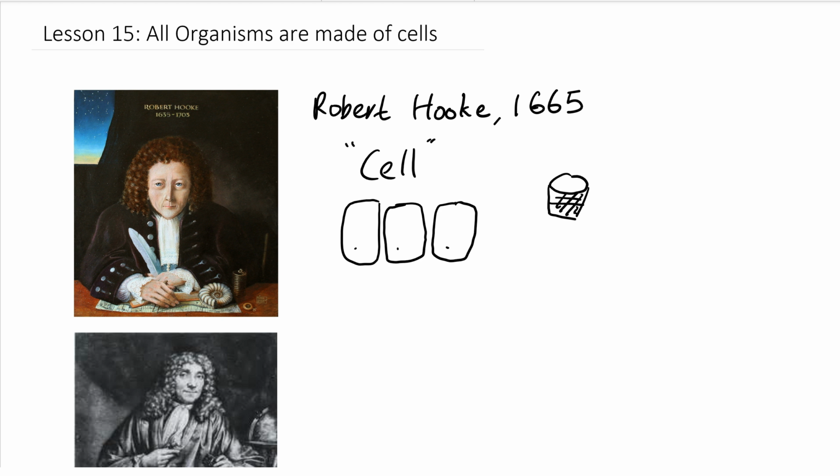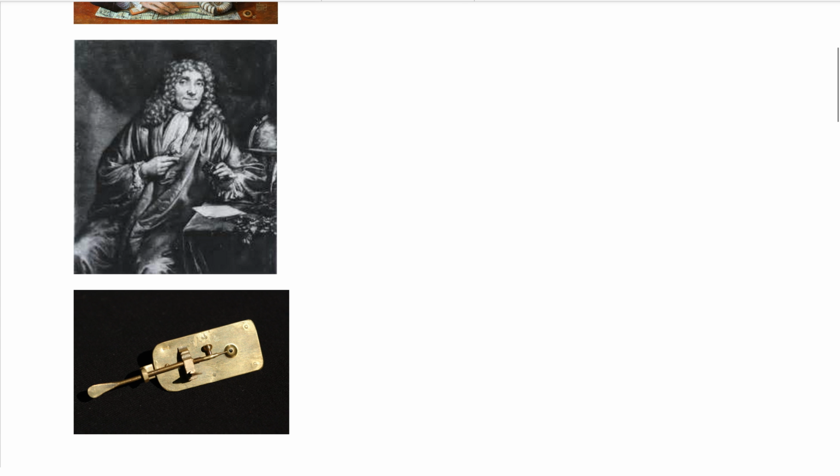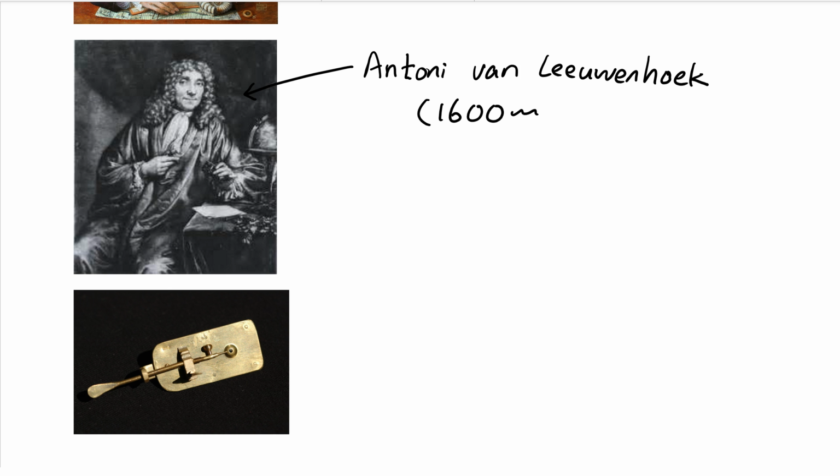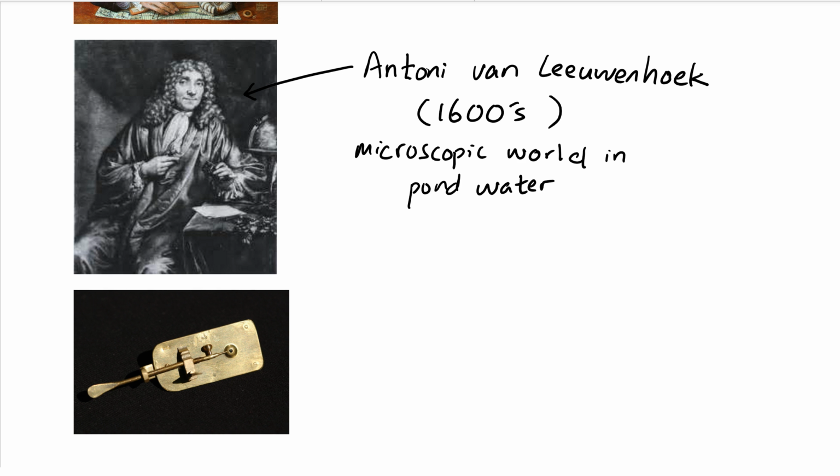He looked at it from a cork, the kind that's found in a wine bottle, so it's not really a real living cell. The first person who actually observed living cells is Antoni van Leeuwenhoek, somewhere around the 1600s. During that time, he made his own microscope, the one in the picture. He described a world of microscopic creatures that he found under the microscope.